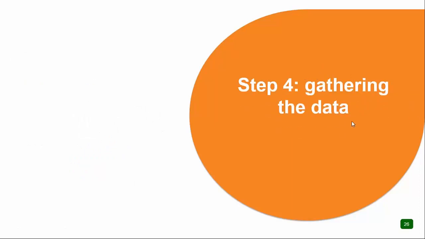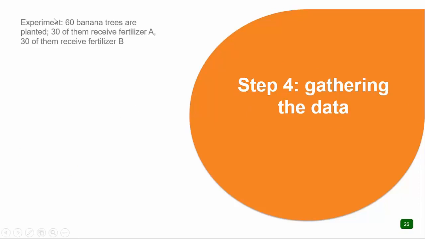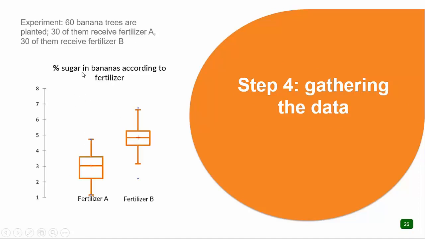Step 4, gathering the data. So we set up an experiment with 60 banana trees. 30 of them receive fertilizer A and 30 of them receive fertilizer B. So we gather the data in Excel and then we plot them. We gather the sugar concentration in each of the trees and then we plot the data like this.